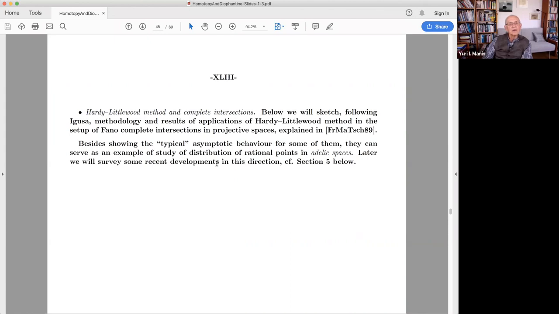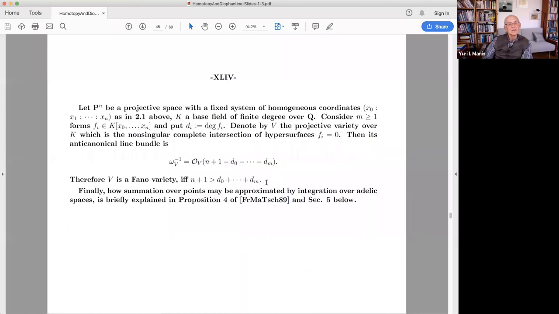They can serve as an example of study of distribution of rational points in adelic spaces. And there are some recent developments to which I soon pass below. And as I said, in the appendix, we have a far-reaching generalization of the story in the context of assemblers.